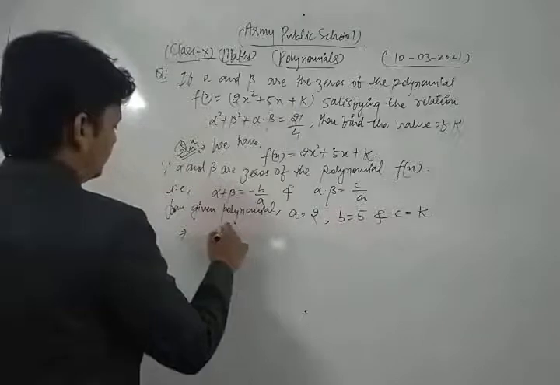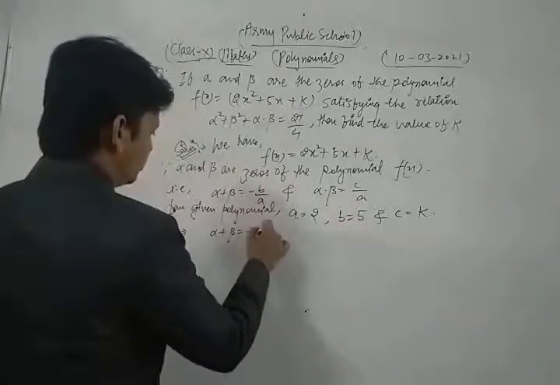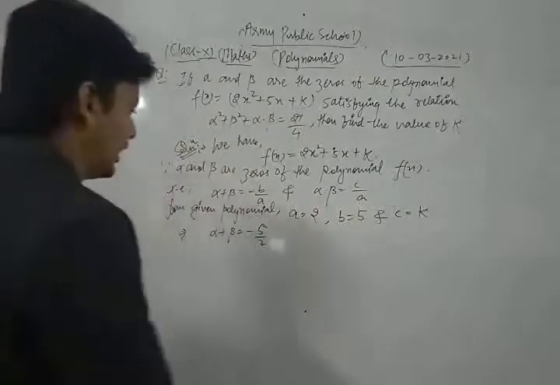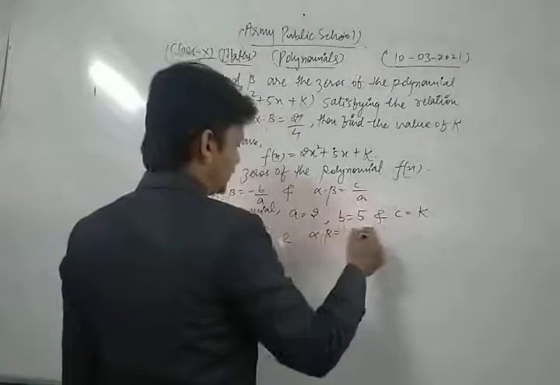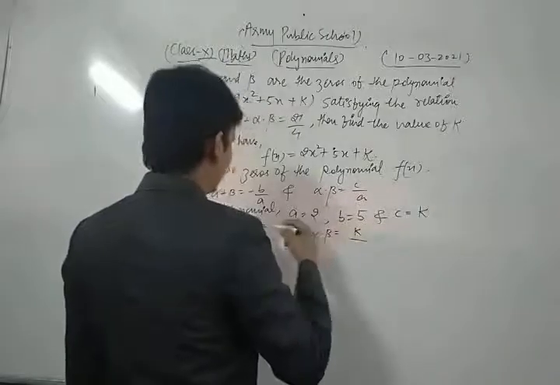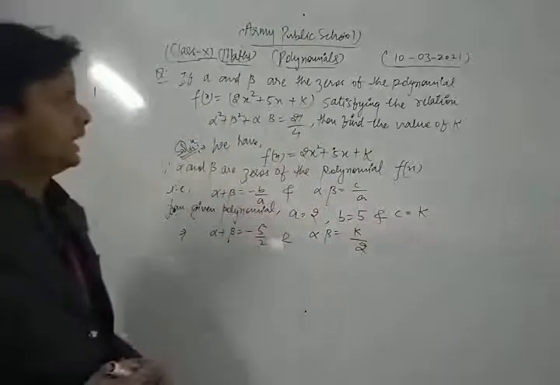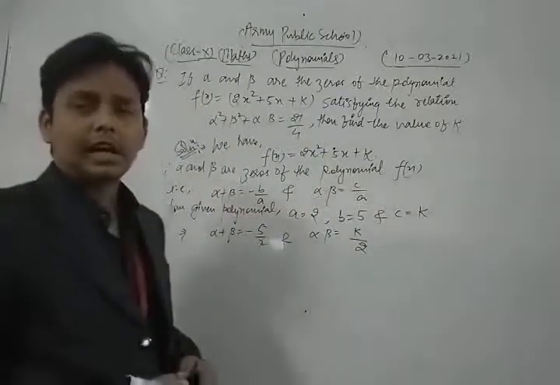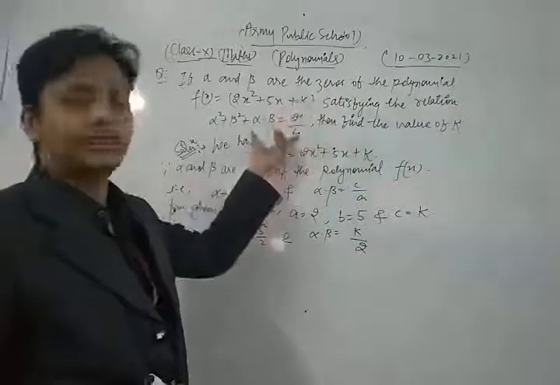Now the value of alpha plus beta, the sum of zeros, is minus b by a, which is minus 5 by 2. This is the value of alpha plus beta, and the product of zeros, alpha into beta, is c by a, and c is k, a is 2, so k by 2. Now, dear friends, the zeros of the polynomial also satisfy the given relation.